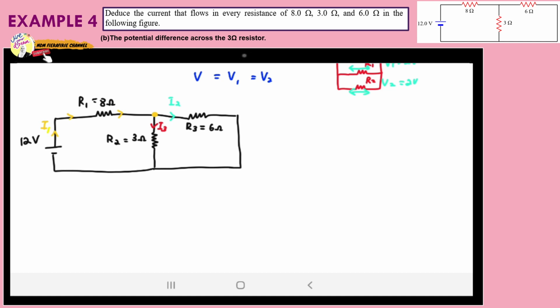Okay, so look at here. When the current splits into two parts, I2 and I3, it means that R3 and R2 are not in series, sebab current mereka tak sama. The amount of current flowing through R3 and R2 is not equal. So here we have the clue that R3 and R2 are in parallel. So we can write R2 and R3 parallel.